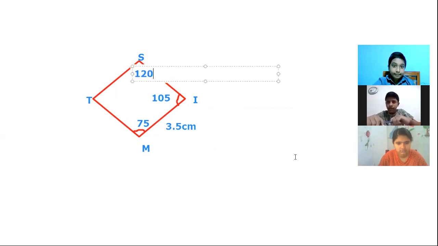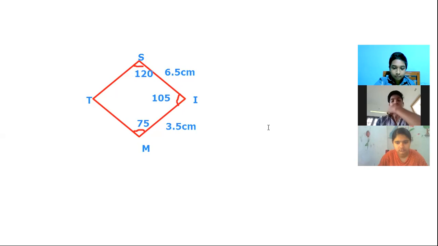This is the rough figure of the quadrilateral MIST. We have been given two adjacent sides and three angles. We have drawn a rough figure of this quadrilateral. Now we are going to check what procedure or steps are included in the construction of this quadrilateral MIST. The steps are given for you on page number 63.